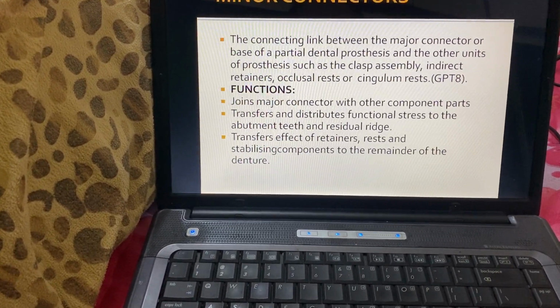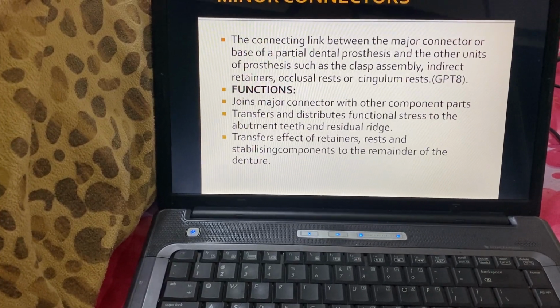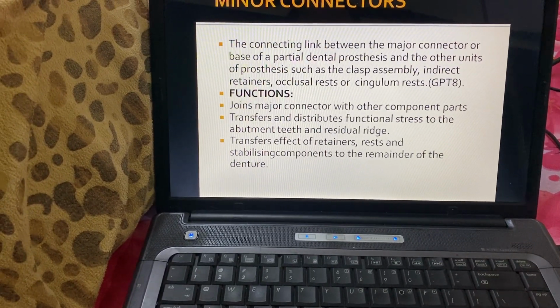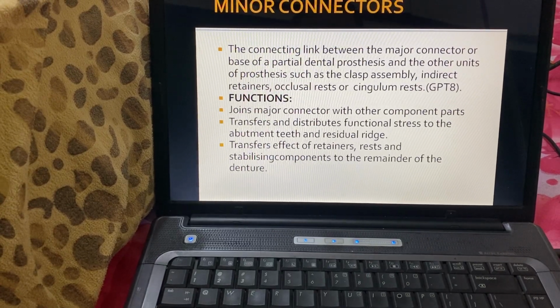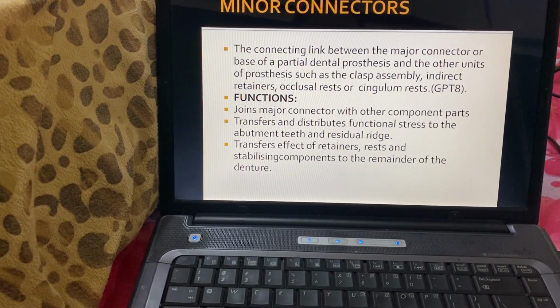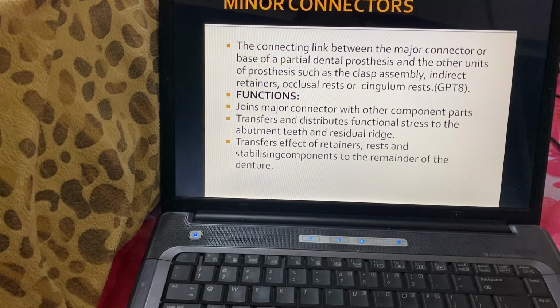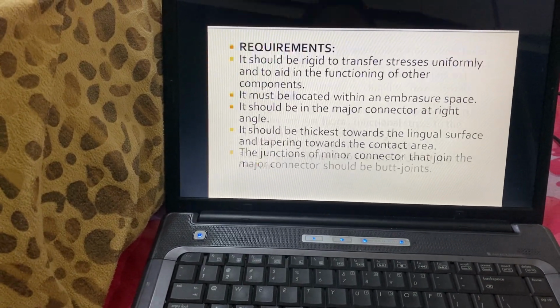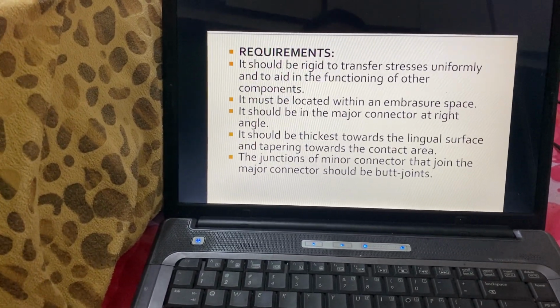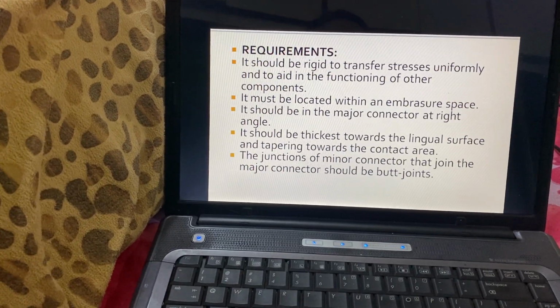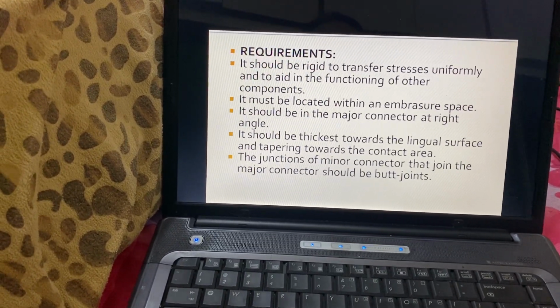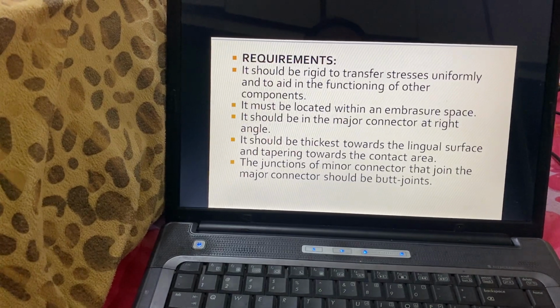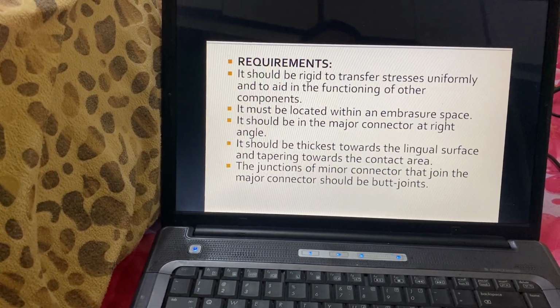It joins major connector with other component parts. It transfers and distributes functional stresses to the abutment teeth and the residual ridges. It transfers effect of retainers, rest and stabilizing components to the remainder of the denture. For the requirements, it should be rigid to transfer these stresses uniformly and to aid in the functioning of other components. It must be located within an embrasure space.